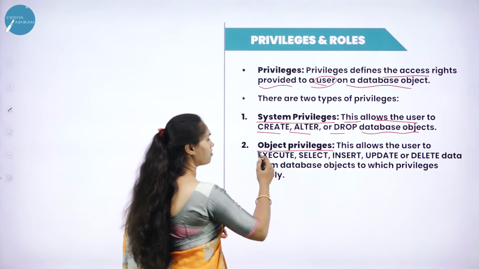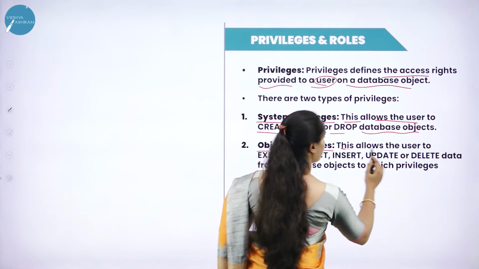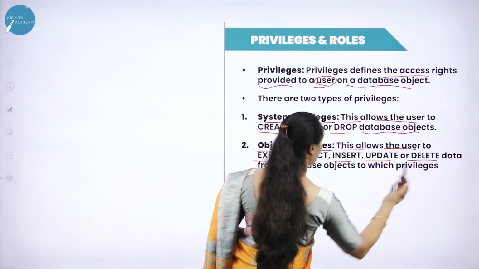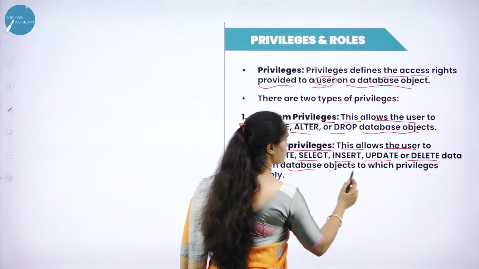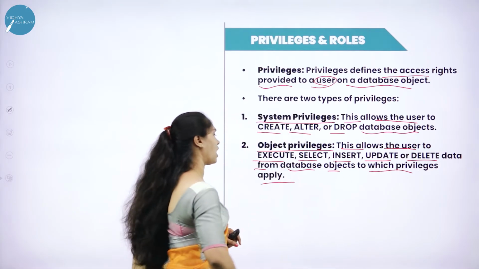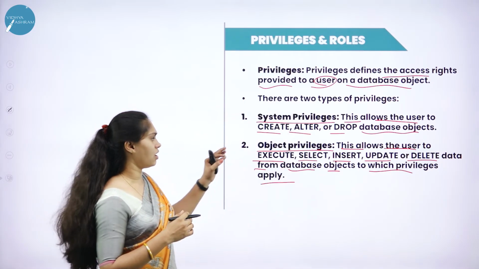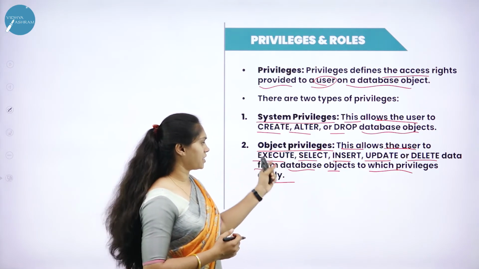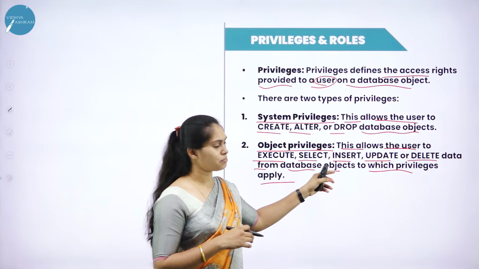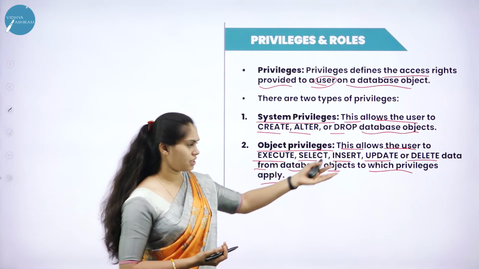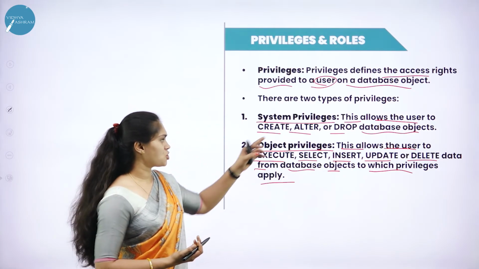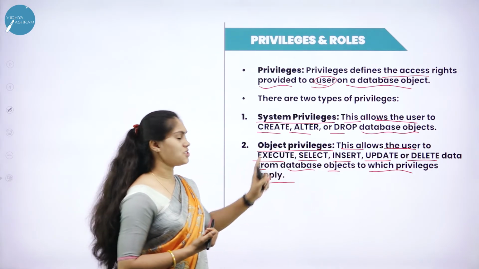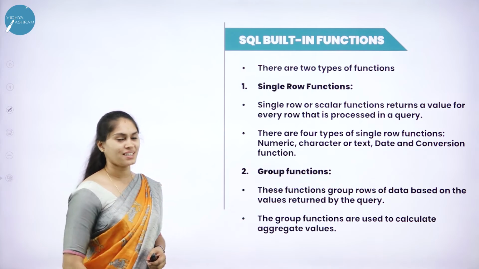Okay, then we have object privileges. This allows users to execute, select, insert, update or delete the data from the database objects to which the privilege applies. So if I have these object privileges, then we can execute, select, insert some tuples into the database, update it, or else delete it. So drop comes under system privilege and delete comes under object privilege.